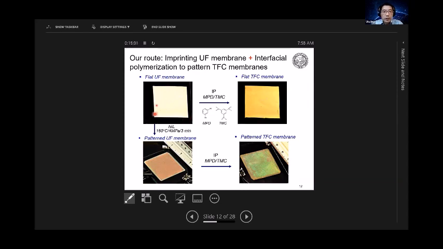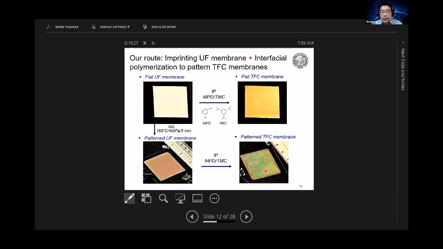But if you take this and directly pattern it, this is the imprinted ultrafiltration membrane, and you can see the color. This color is due to the diffraction of light, the structural color, under the conditions we have studied. And you can see it's very uniform in terms of pattern transfer. Now you grow an interfacial polymerization layer on top of this patterned one, and you can see the color changed a little bit.